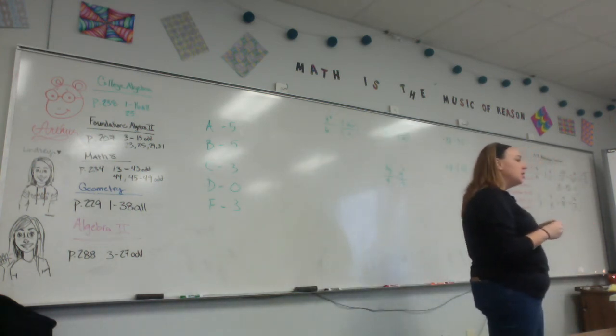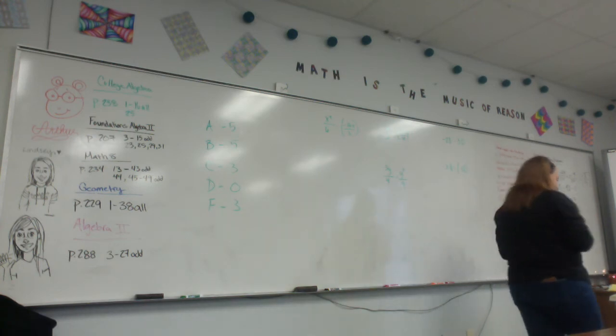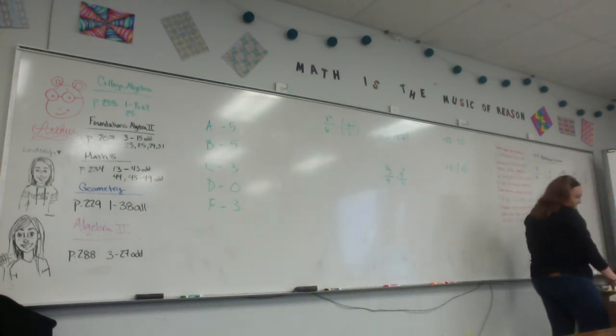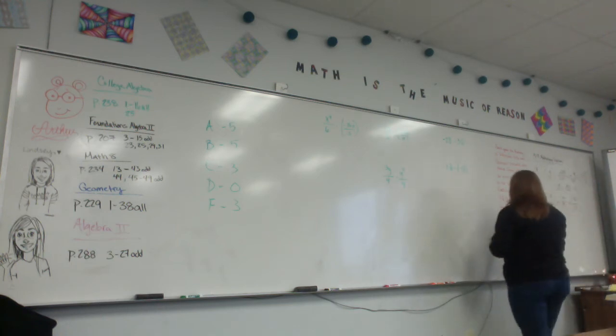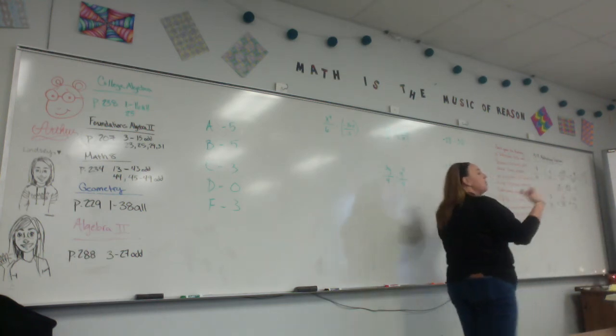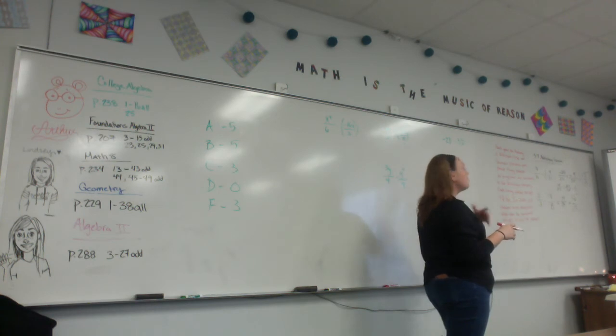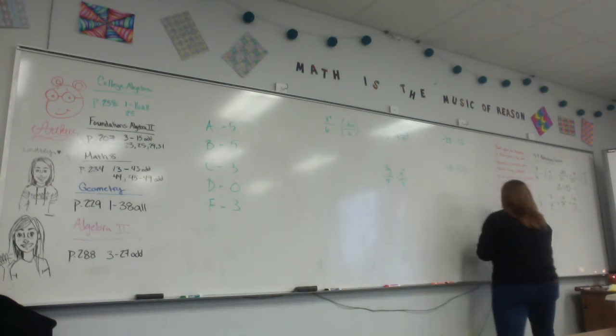What do you think they need to do? You do 4 3/4. I think you would turn it into an improper fraction. Okay, beautiful. Let's turn it into an improper fraction. What is 4 3/4 improperly? 19 over 4. So 19 over 4. Then what am I going to do with that?